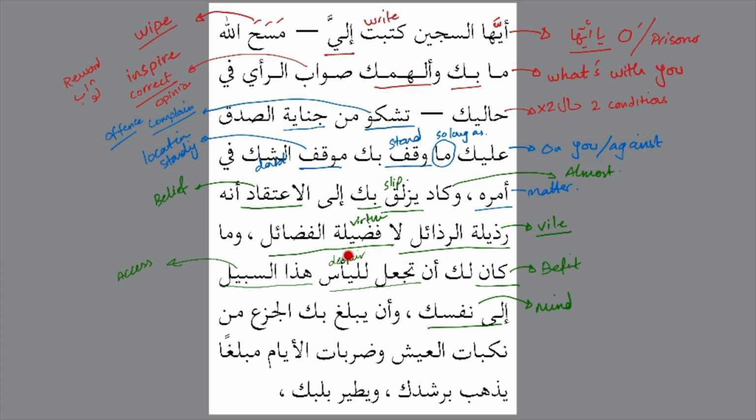La fadila, not a virtue of the virtues. So you were almost about to fall into the trap that truth is a bad thing, it's not a good thing. وَمَا كَانَ لَكَ أَن تَجْعَلْ, and it was not befitting for you, O prisoner, أَن تَجْعَلْ لِلْيَأْسِ, for you to make for despair, for hopelessness, هذا, this type of hopelessness, السبيل إلى نفسك, an access point, a path to get into your mind and heart. Right, you shouldn't have done that.